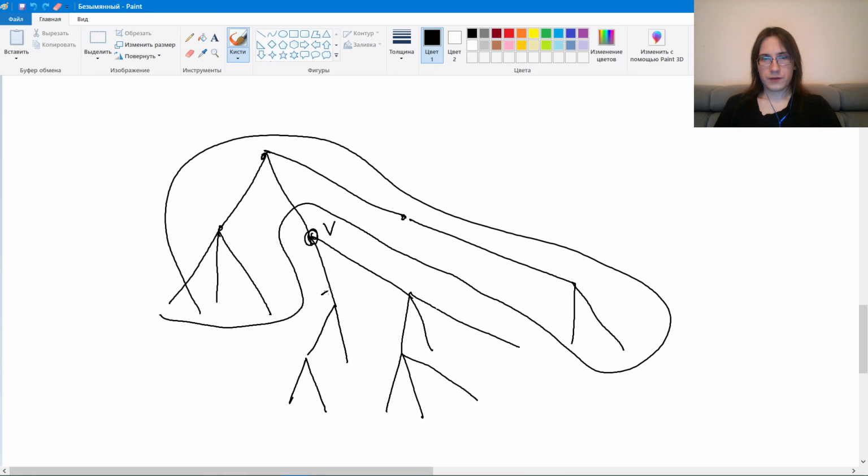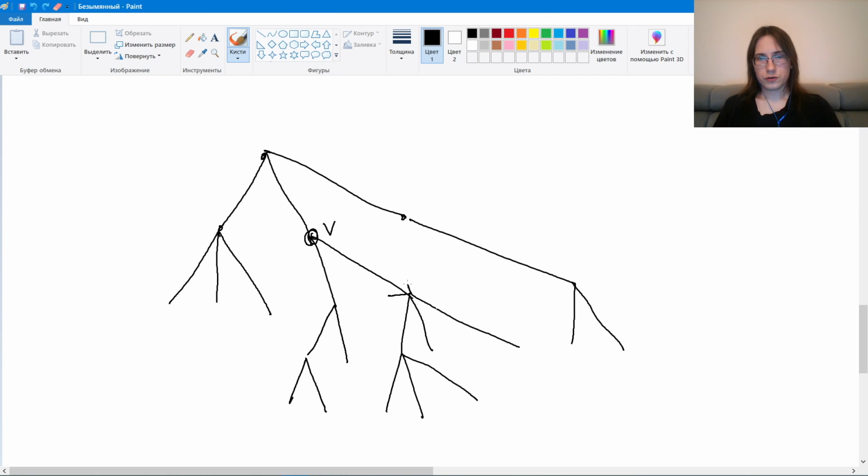But for every other son, we know the dp, the information that we store in the dp table, the information that we calculated during the first stage. But for this supertree, we don't know this information. So we just recalculate it while we go. So in this DFS, when we go from v to 2, we need to calculate the information about the supertree.